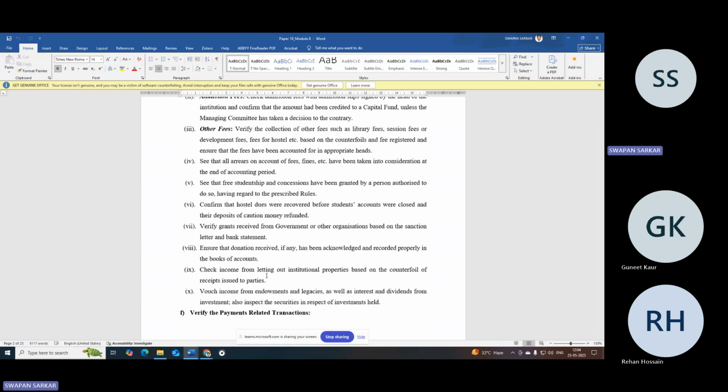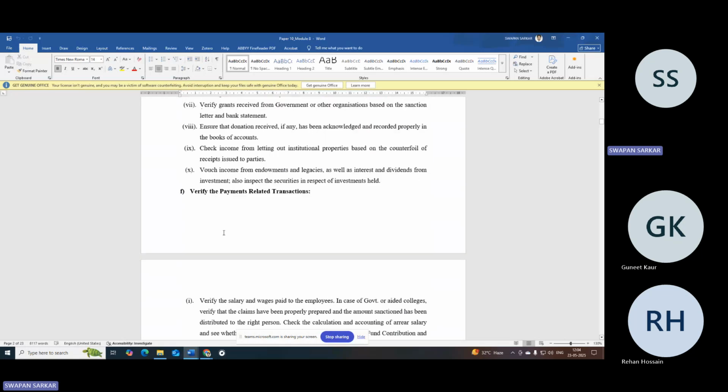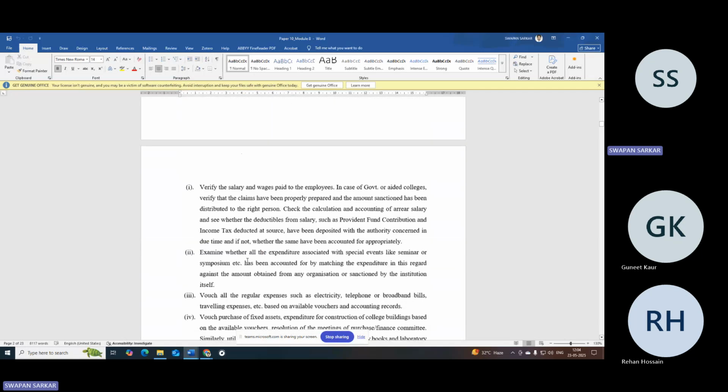Then check income from letting out institutional properties based on counterfoil of the receipts issued to the parties. Vouch income from endowments and legacies, as well as interest and dividend from investment. Also inspect the securities in respect of investment held. Then certain payment related items. First of all, salary and wages. Salary and wages paid to the employees must be verified.